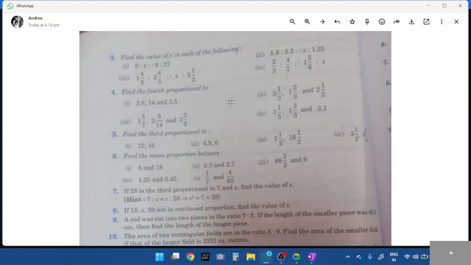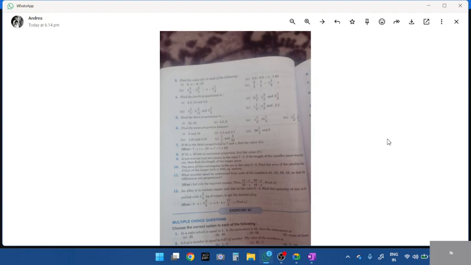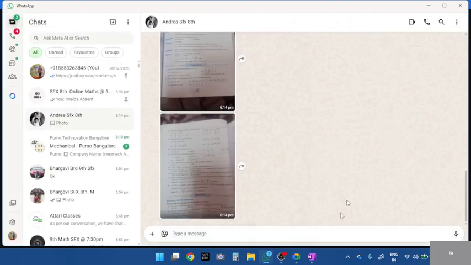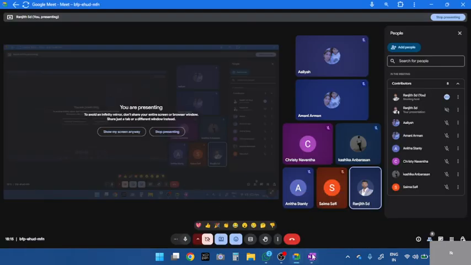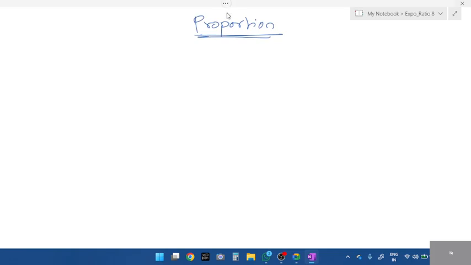First proportion. Okay, this is totally different, students. What is the chapter's name? Can you tell me the chapter's name? Ratio and proportion. Ratio is done. In ratio and proportion, ratio is done. So tomorrow we'll be starting proportion. Okay, that would take 2 days. Is it clear? Tomorrow we'll start proportion.